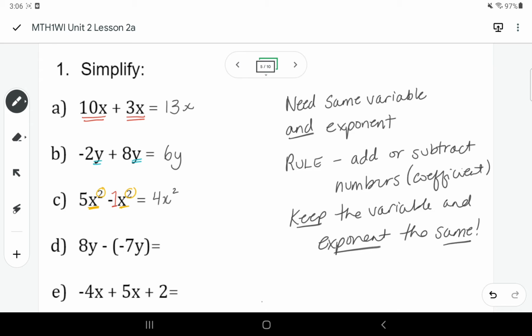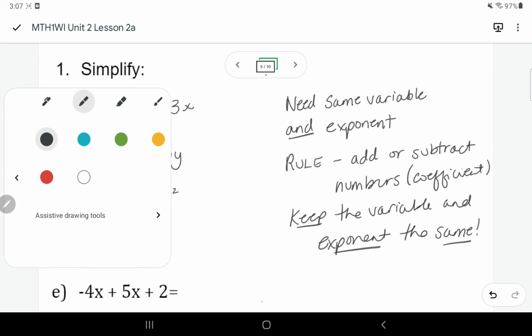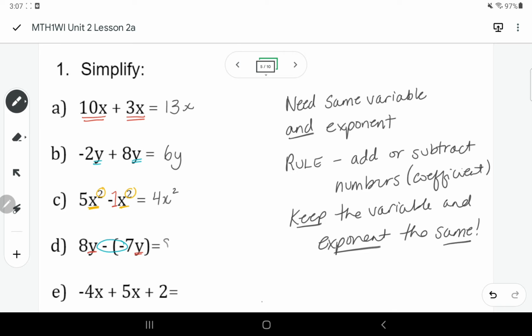With this next one, it's not too tricky to recognize that these would be like terms. We've got a y for each. The little twist on this one is that we have a double negative. I don't like those double signs because this is the same as saying 8y. Remember, minus a negative from our work on integers means plus 7y. And now that's easier to deal with. We're going to add or subtract the coefficients, the numbers out front. So 8 plus 7 is 15. And keep the variable and exponents the same.